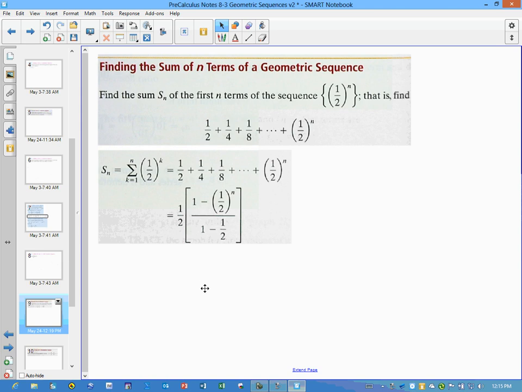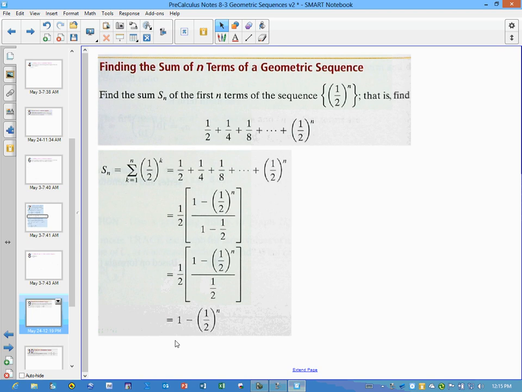And cleaning that up a little bit, we can write this as 1 minus 1/2 is 1/2. The 1/2s are going to cancel, and you get 1 minus 1/2 to the n. So there's a formula that will help us find the sum of the first n terms, no matter what n is. So if I want to know in this geometric sequence what is the sum of the first 100 terms? Well, it will be 1 minus 1/2 to the 100th power.